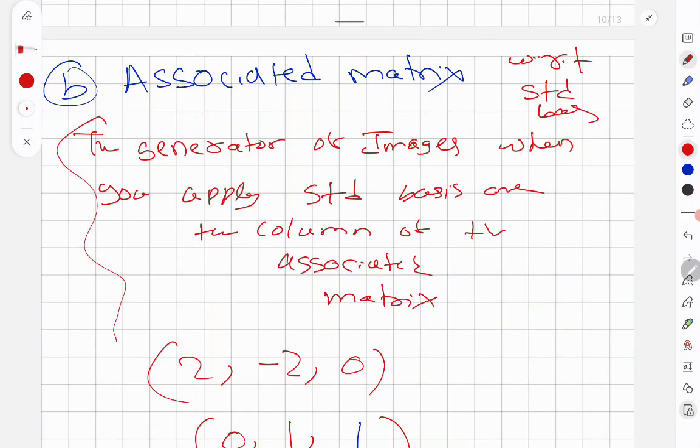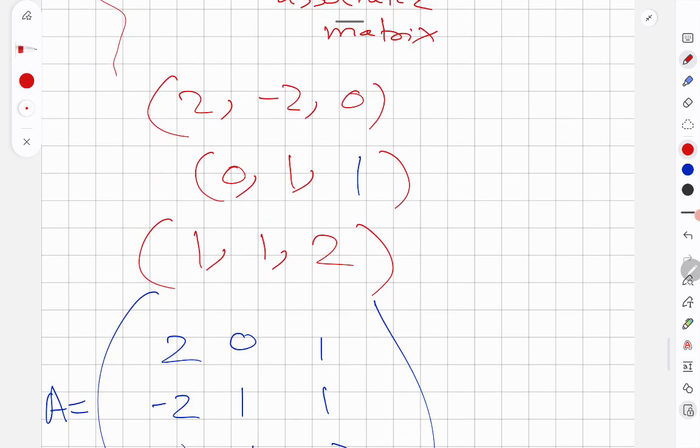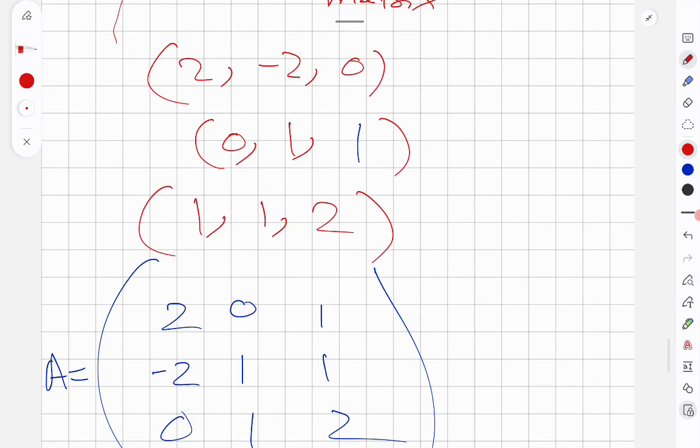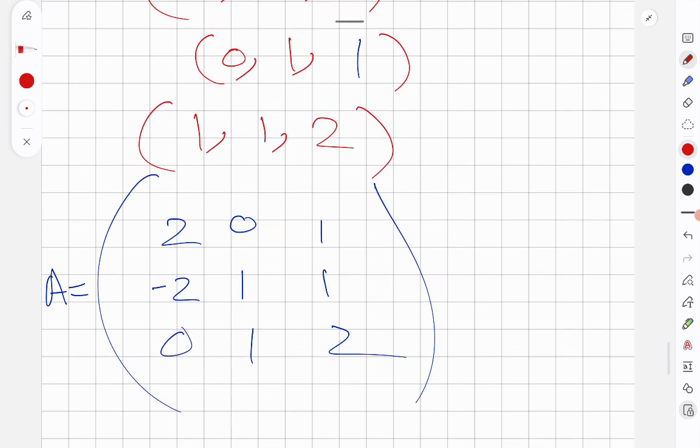You just remember one definition: the generators of the images when you apply the standard basis are the columns of the associated matrix, even if they are not bases. I said generator, so if you take a basis, you should think that one thing is missing, so it's not an associated matrix.